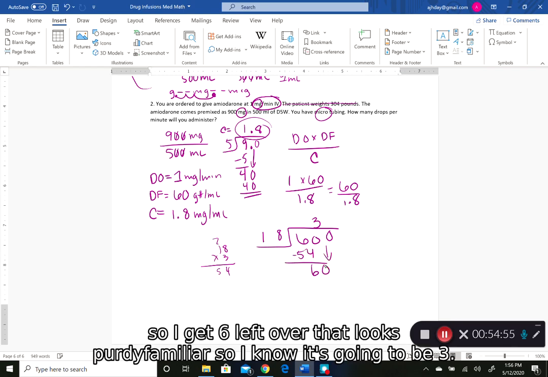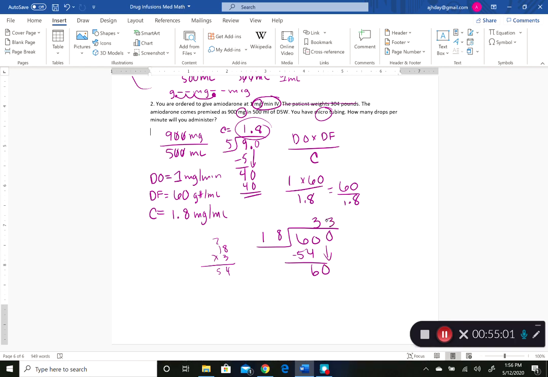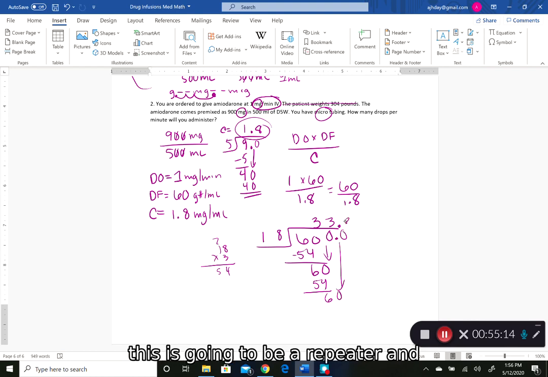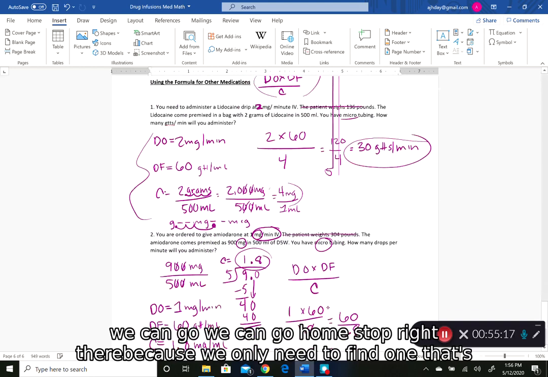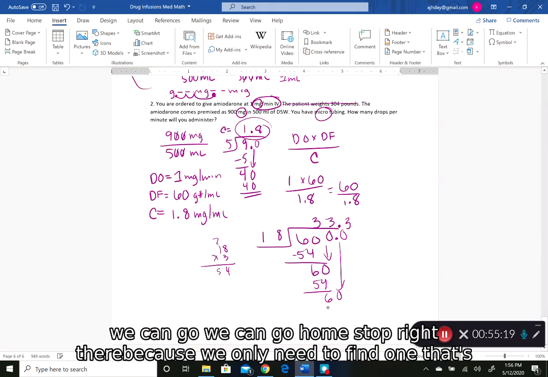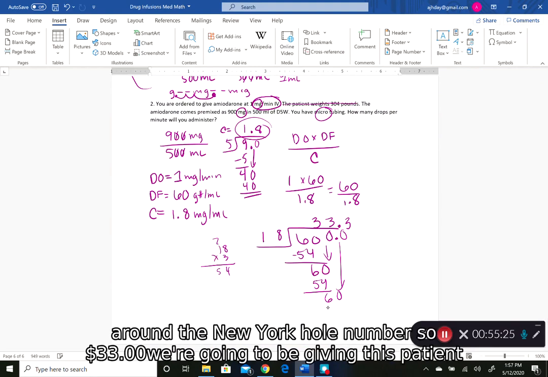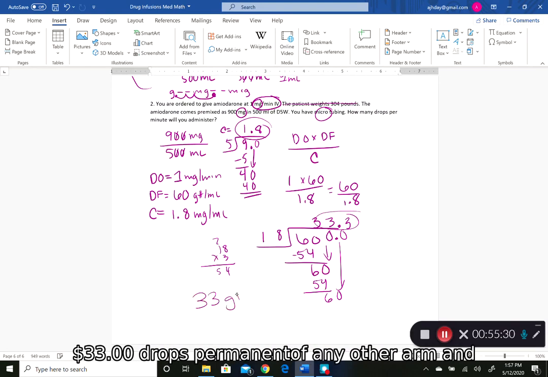So I got 6 left over. That looks pretty familiar. So I know it's going to be 3. Oops. I don't know why I put 0. Again, we have a remainder of 6. So we need to add a decimal. And this is going to be a repeater. We can go ahead and stop right there because we only need to find 1 decimal since it's a drip rate. We can't give a fraction of a drop, so we're going to round to the nearest whole number. So 33.3, we're going to end up giving this patient 33 drops per minute of amiodarone.